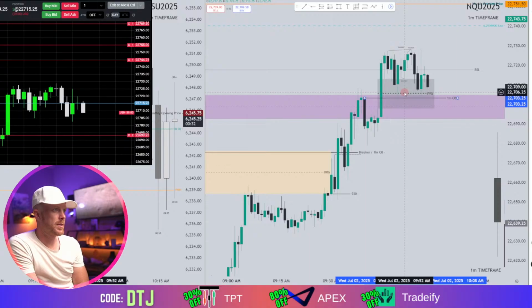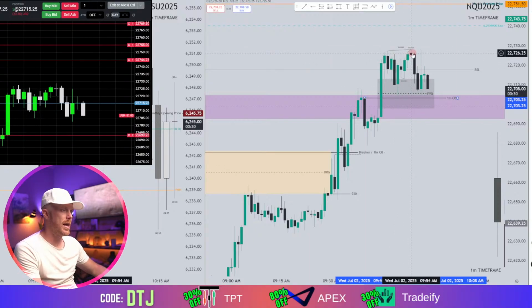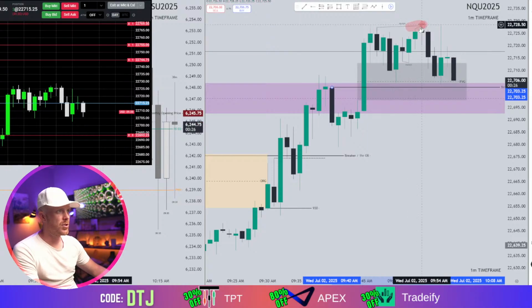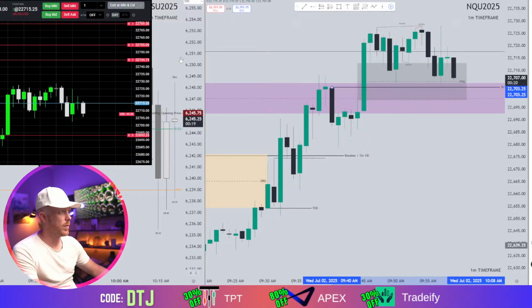When I say SMT, I'm talking about ES, which is a correlating asset, sweeping, not sweeping, or running higher. So this candle went not as high as this candle. Well, if you look on ES, it went higher. That's what I'm referring to.